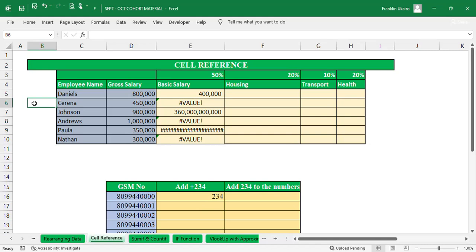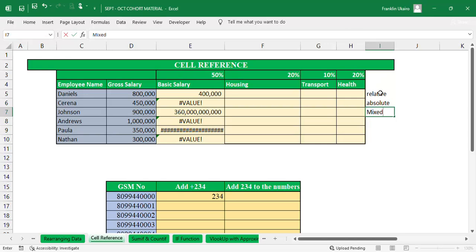Now there are three types of cell reference we have in Excel. The first one is relative cell reference. Number two, absolute cell reference. And number three, mixed cell reference. I'll take it again: relative cell reference, absolute cell reference, and then mixed cell reference.